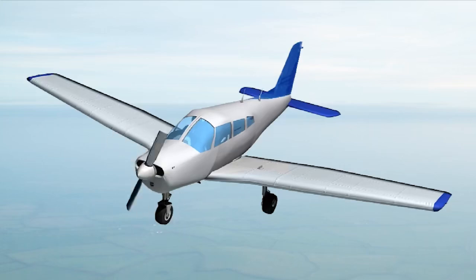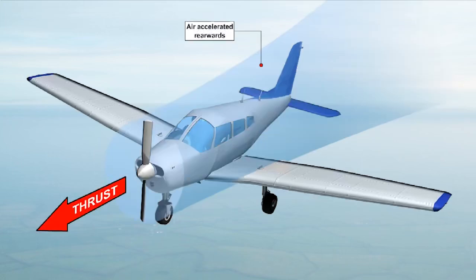The purpose of a propeller is to provide thrust to drive the aircraft forwards through the air. This is achieved by accelerating a comparatively large mass of air rearwards, thereby producing forward thrust.